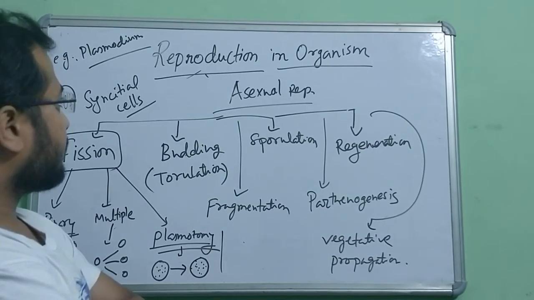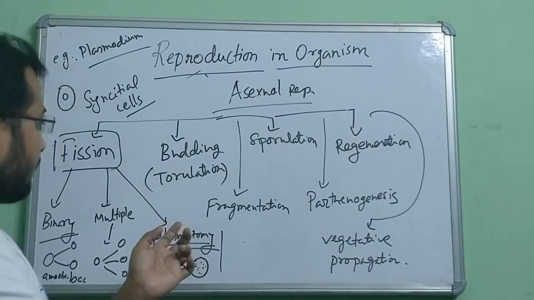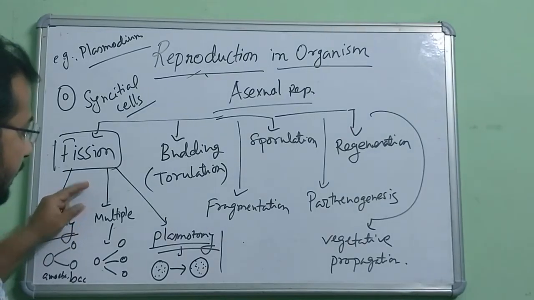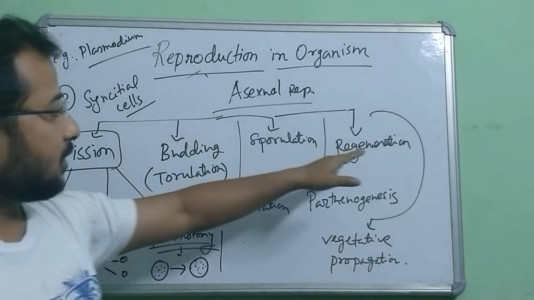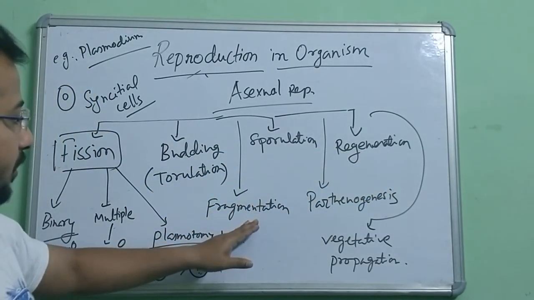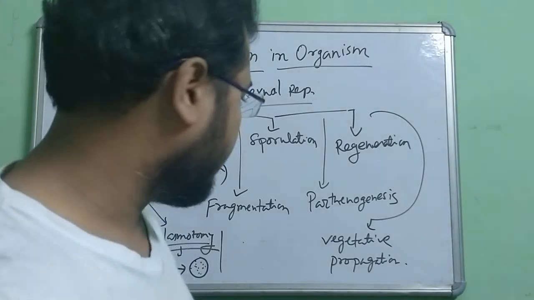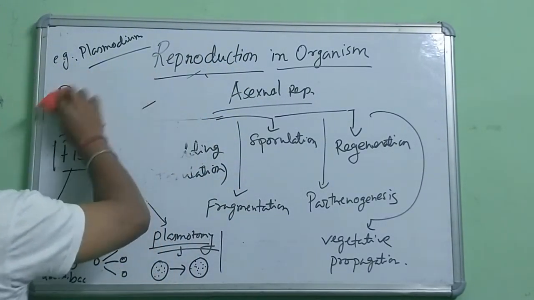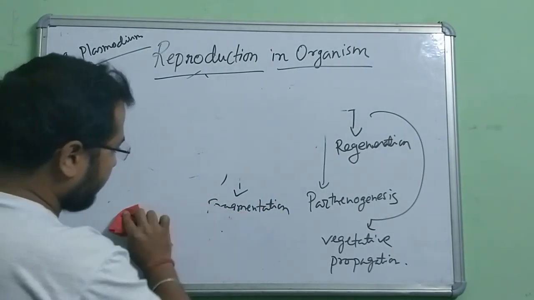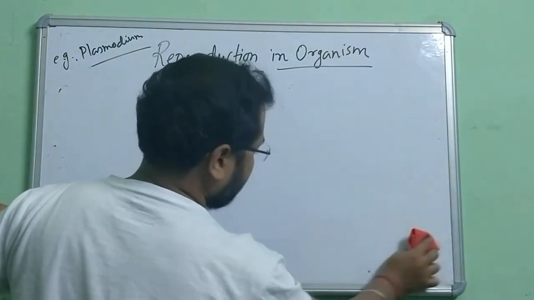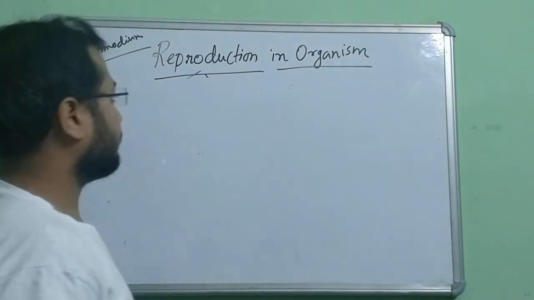So as you see, this is the reproduction in organisms flowchart that I drew last time. I was explaining the fission part, and plasmotomy was the last. Today we will start with budding, and then we'll come to sporulation, regeneration, fragmentation, and parthenogenesis. I'll cover all the different types of asexual reproduction. If you have any doubts regarding this discussion, you can ask your questions in the comments on my YouTube channel.